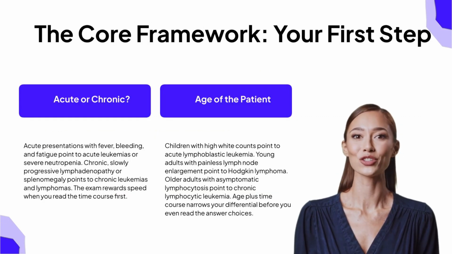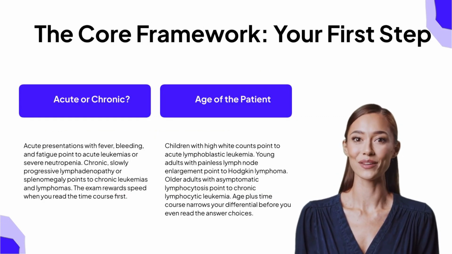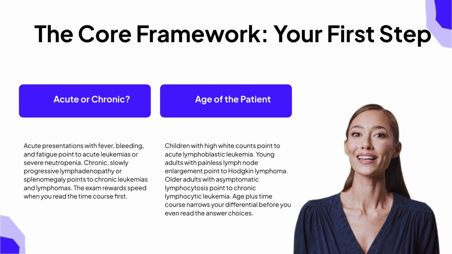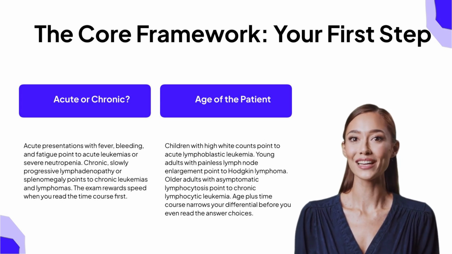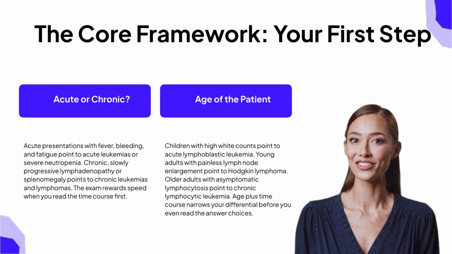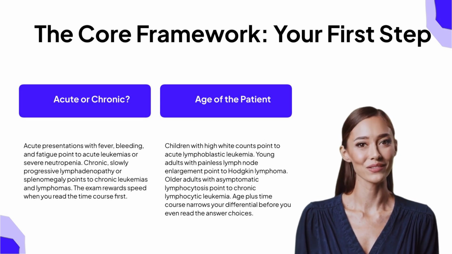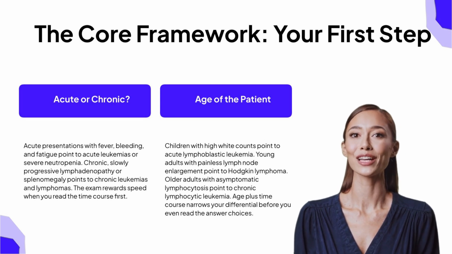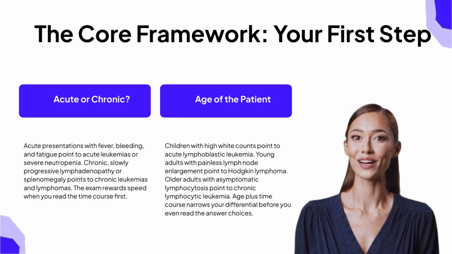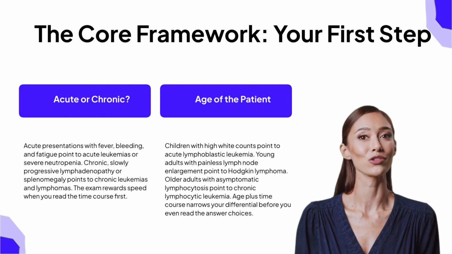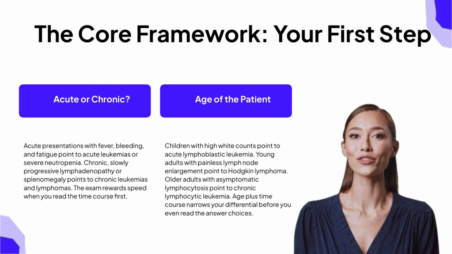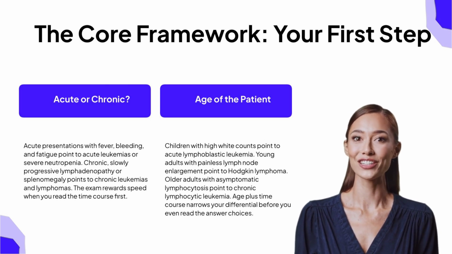Before you touch the answer choices, ask two questions. Is this presentation acute or chronic? And how old is the patient? Acute leukemias and neutropenic fever look sick and decompensate fast. Chronic leukemias and lymphomas smolder for weeks to months. Then layer in age. Children get acute lymphoblastic leukemia. Middle-aged adults get chronic myeloid leukemia. Young adults get Hodgkin lymphoma. Older adults get chronic lymphocytic leukemia. This two-step filter narrows your differential before the answer choices can trick you.